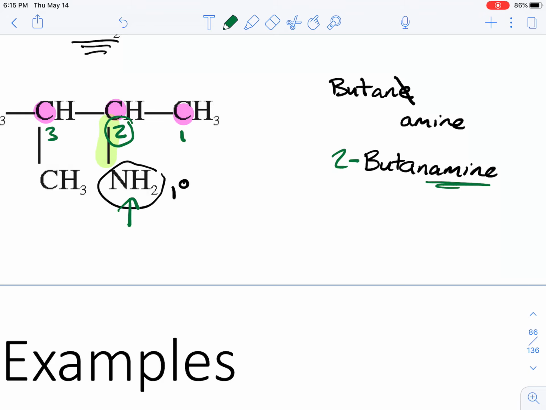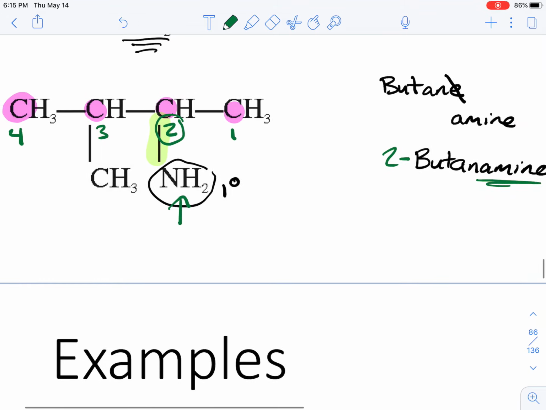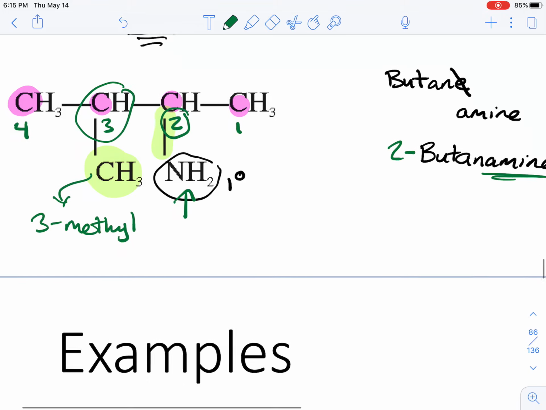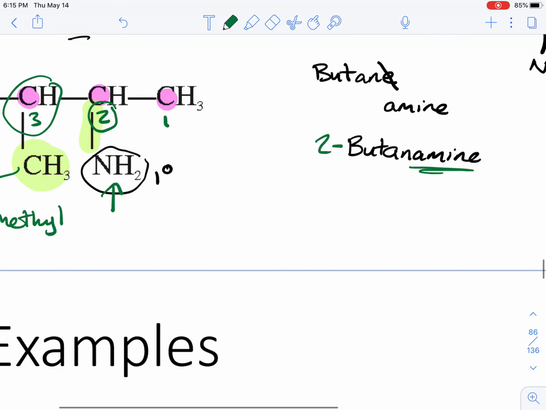And so now that we have the parent chain all sorted out, we're going to go ahead and name the substituent. Here in this case, on the third carbon, we have a methyl group. So this is 3-methyl. And so since we only have one substituent, we're going to add that in the very front. So this is 3-methyl-2-butanamine.